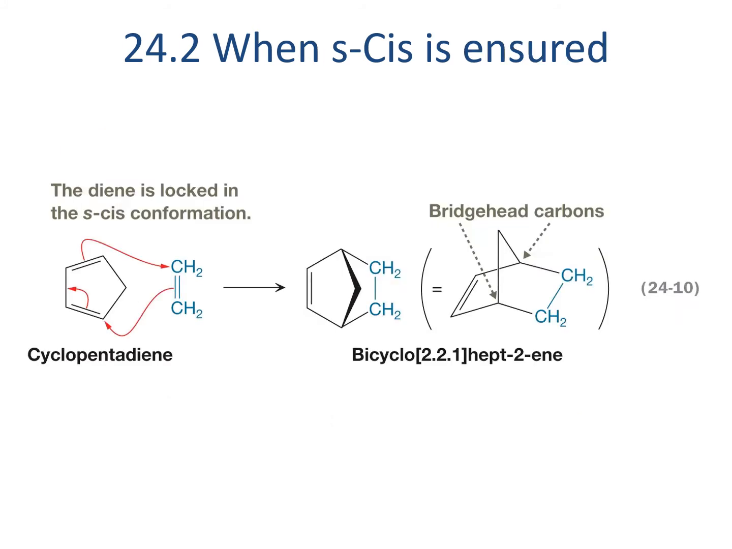The S-cis conformation can be locked in as opposed to locked out, with one of the most common examples being cyclopentadiene. Because one ring already exists, the Diels Alder reaction creates a bicyclic compound, with the reactive carbons of the diene becoming bridgehead carbons, connecting the original 5-membered ring to the new 2-carbon extension.